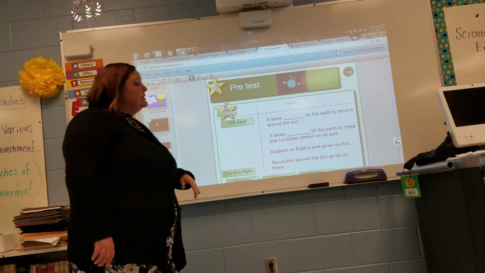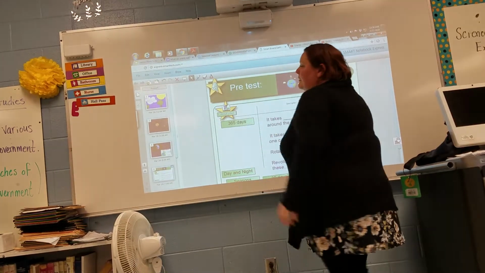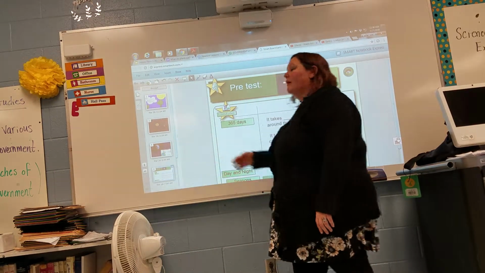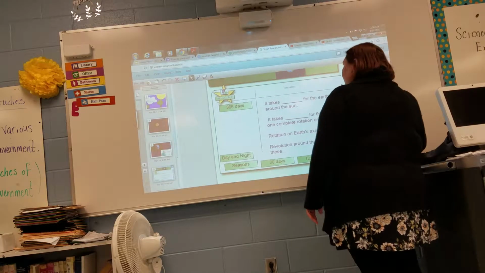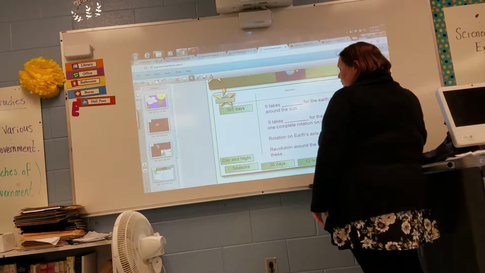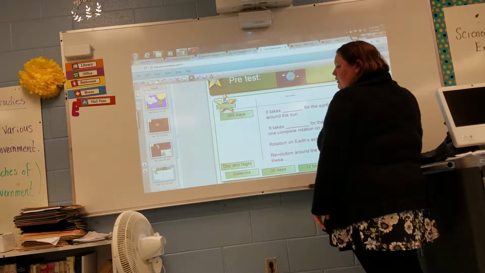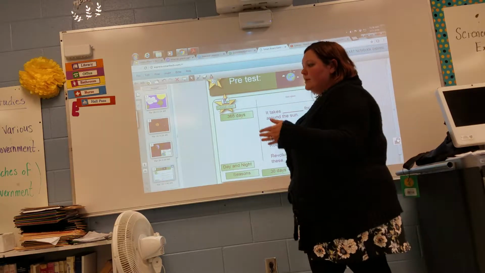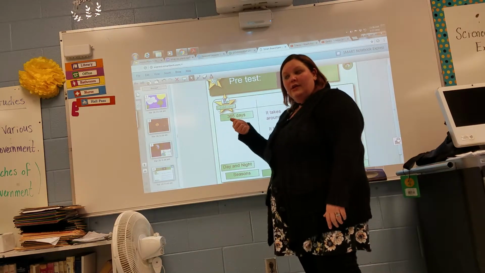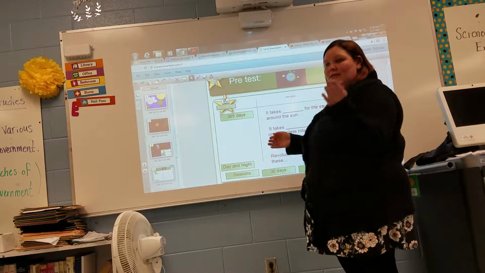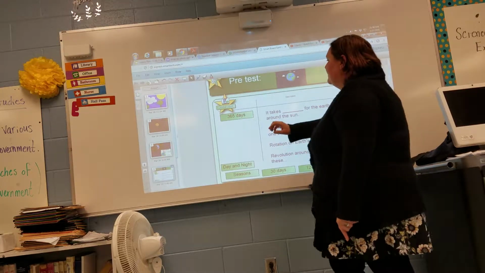This is a short pre-test. Hopefully by the time you talk about revolution and rotation, this short little thing will be easy for the kids to talk about and figure out. This teacher has the popsicle stick method. I know some people use other ways to call kids up.